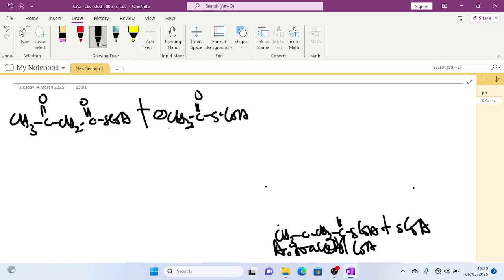And so what happens is, as usual, this negative charge attacks what? Attacks this carbon here, because there's going to be resonance, and so we get something like this. This is what we get, this new compound here.